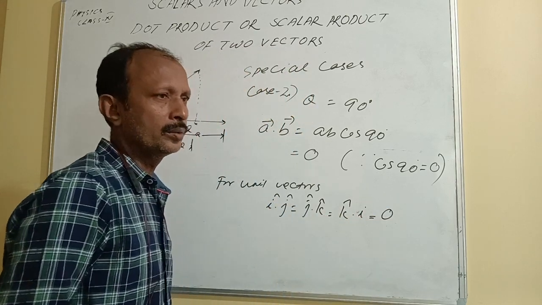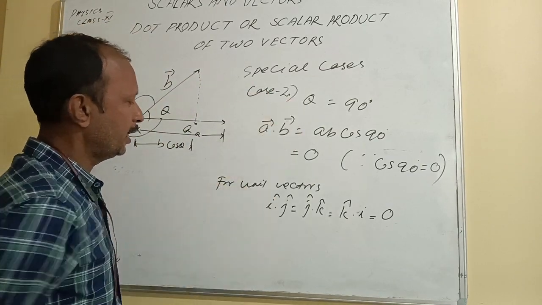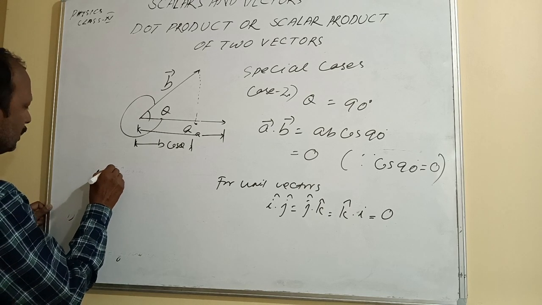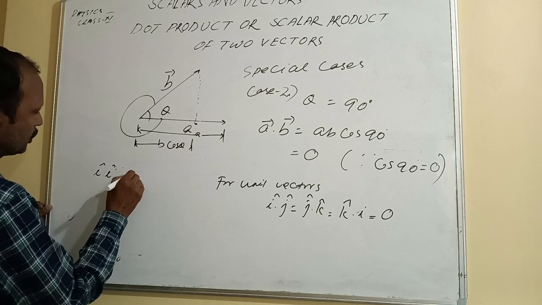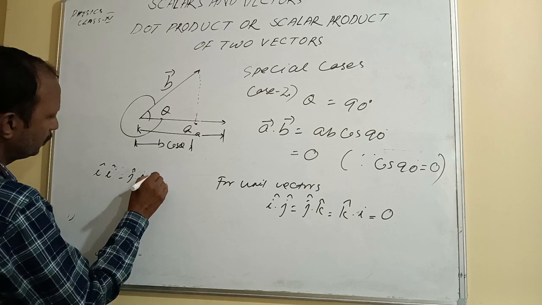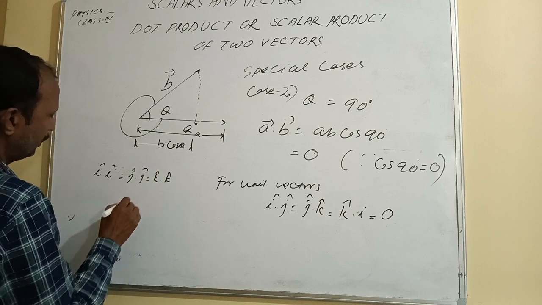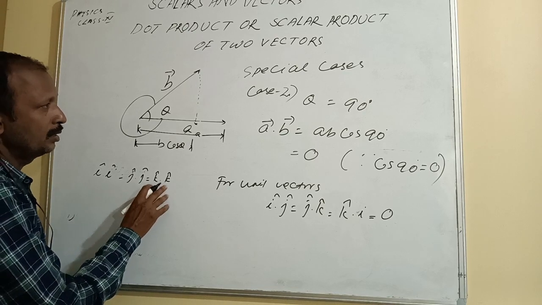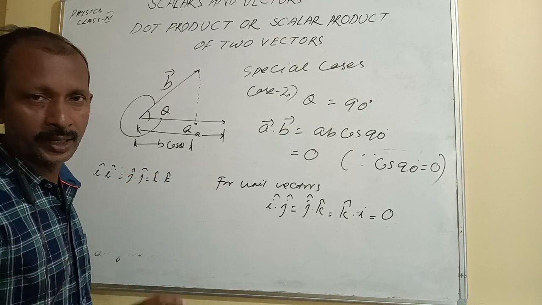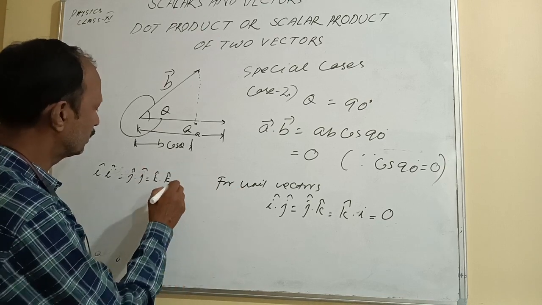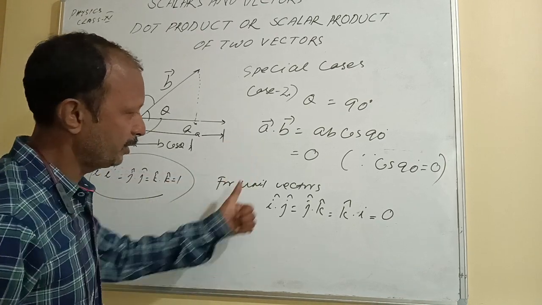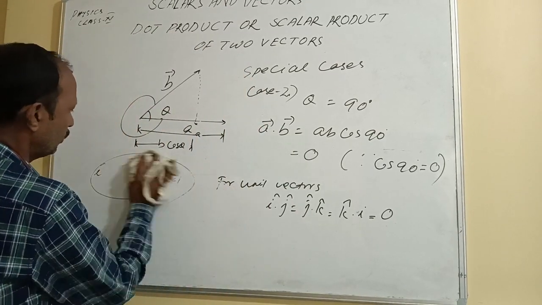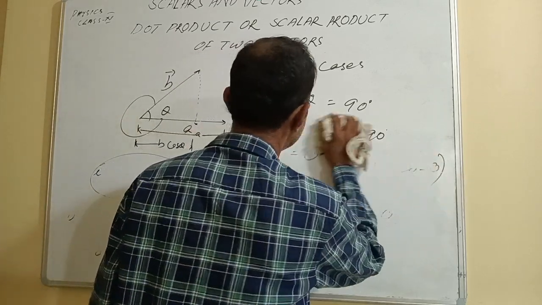In the previous case when I said that theta is 0, parallel, in that case I could write like this: i dot i equal to j dot j equal to k dot k. In that case, both cases it was parallel. Parallel means that is the cos 0 degree. So cos 0 degree is equal to 1. This is the previous case. So this is the second case where theta is 90 degree.